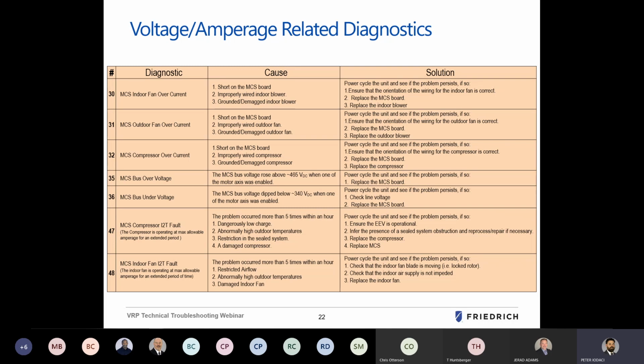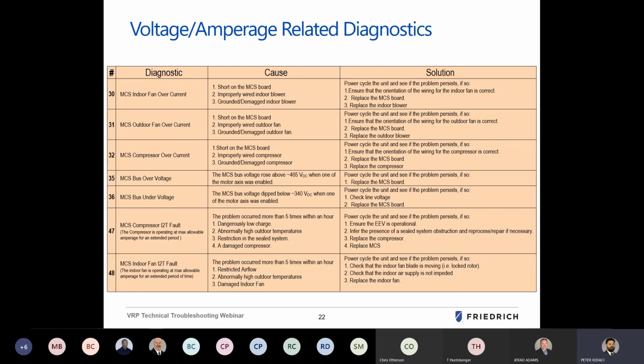Like I said, if you turn on your equipment and there is no call for cooling, there is no call for heating, and you get an error code 32, you can most probably assume that there's a short on the board, which is sending that code to the FMC, and there's probably something going on with the current sensing element on the MCS board.